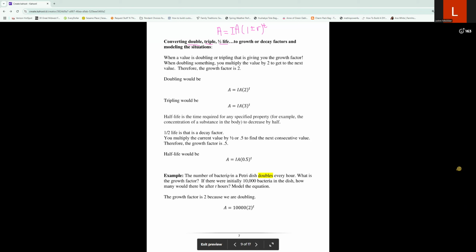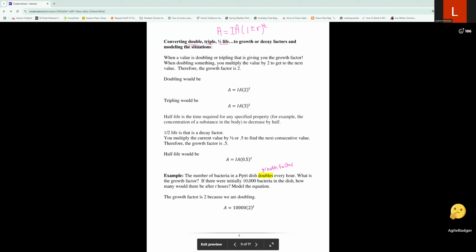Okay, so let's look at an example. The number of bacteria in a Petri dish doubles every hour. So notice doubles is the growth factor. And these are the only ones that sometimes don't use the phrase growth factor in the statement. They ask for it here. They say, what is the growth factor? It's a 2 because we're doubling.